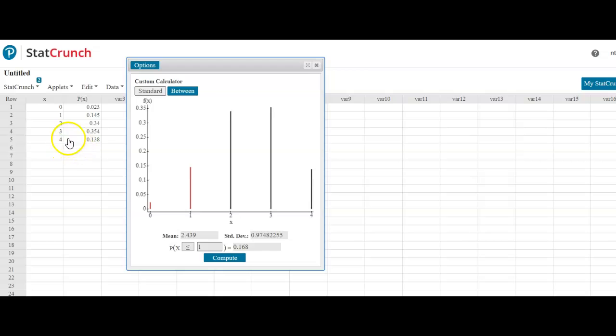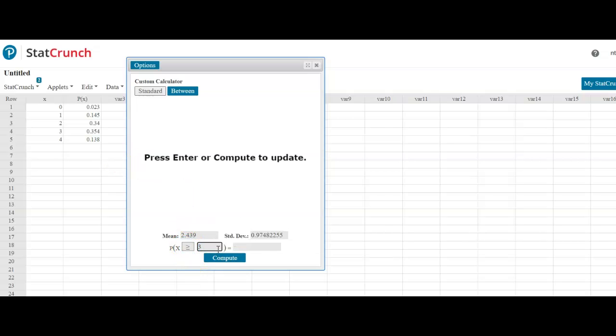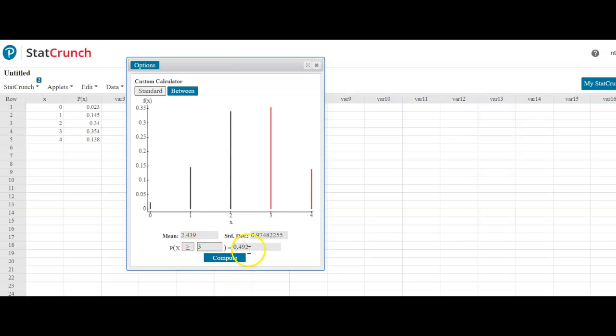Similarly, we could do that to any value on the upper side to see if it was significantly high. So let's say, for example, the question was, is 3 a significantly high number? Then I would change this inequality to greater than or equal to. I would type in 3 and compute, and that's definitely not significant since it's not less than or equal to 0.05.